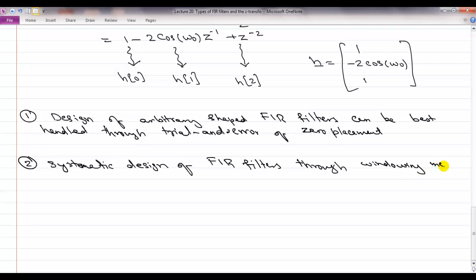But we are only going to learn about the windowing method, which effectively just says that you start with a frequency response, you compute its inverse Fourier transform, and you get an infinite length filter. And then you systematically reduce it to a finite length filter. And that's how you build an FIR filter. So we will do that, but before that, we want to make sure we understand certain terms for FIR filters.